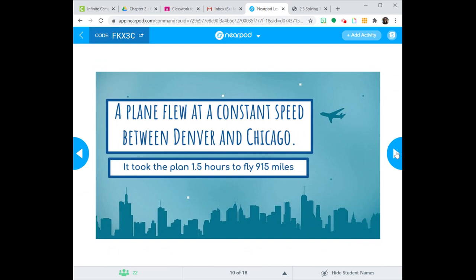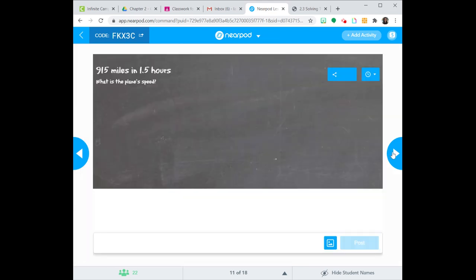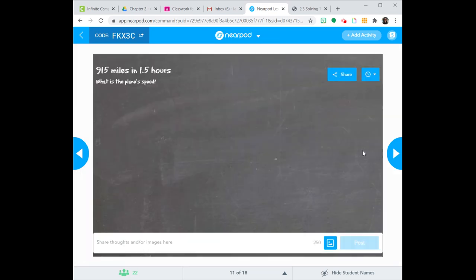So now we have a new problem. A plane flew at a constant speed between Denver and Chicago. It took the plane 1.5 hours to fly 915 miles. So 1.5 hours, 915 miles. What is the plane's speed?